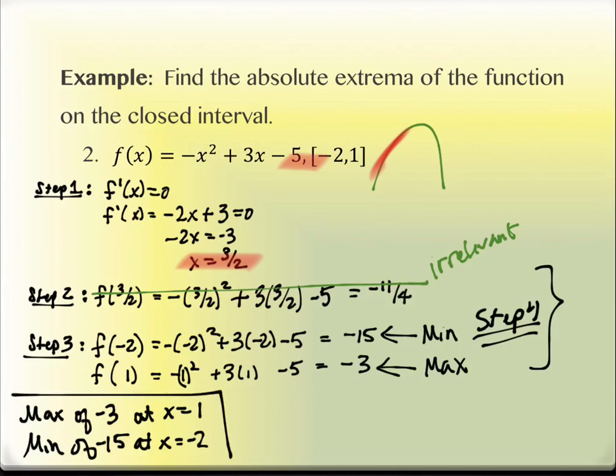Perfectly acceptable. It's the maximum value and where it occurs. Or, if you wish, you can say that you have a maximum at (1, -3), and you have a minimum at (-2, -15).